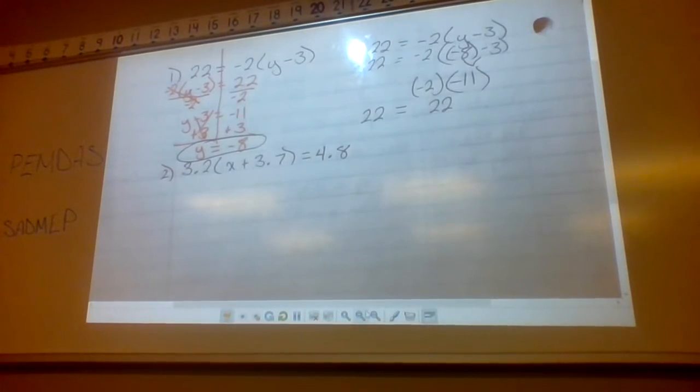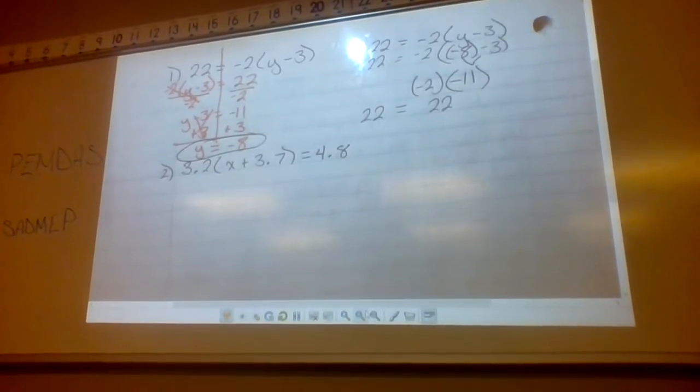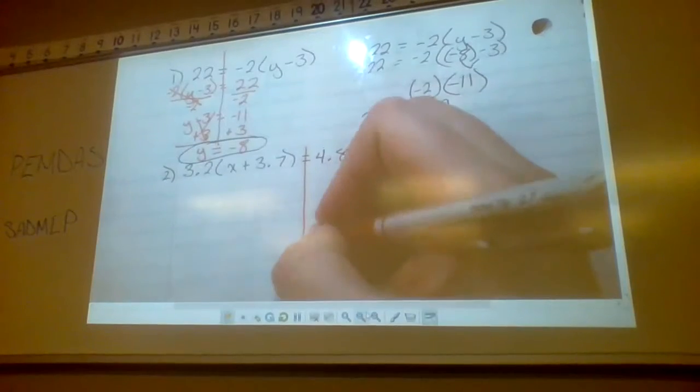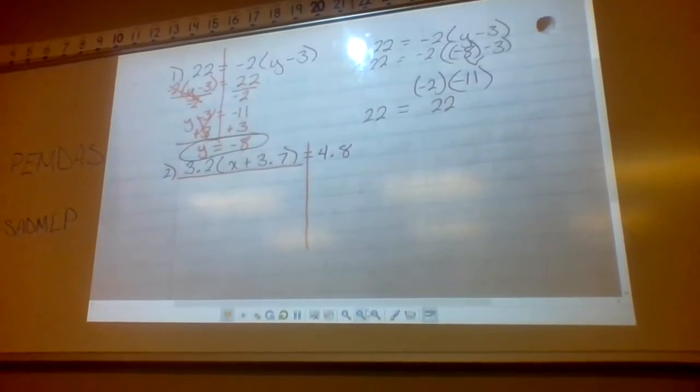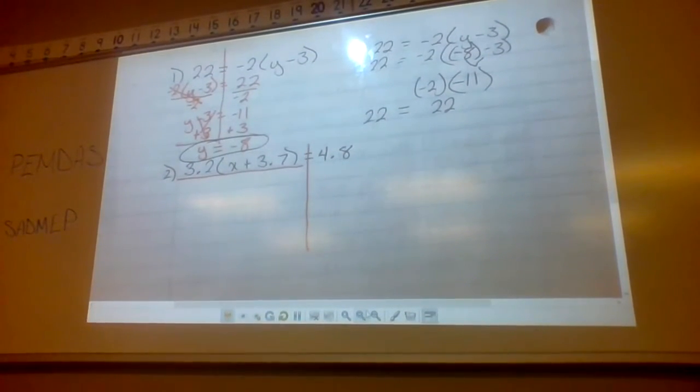What was so different about number 2? It had decimals. Does that change how we solve it? No. What's the first thing you do? The equal sign is the bridge that can cross them over. What operations do you see? Addition and multiplication. Which one should we undo first? Multiplication. What's the inverse of multiplication? Division. What do we divide by? 3.2.